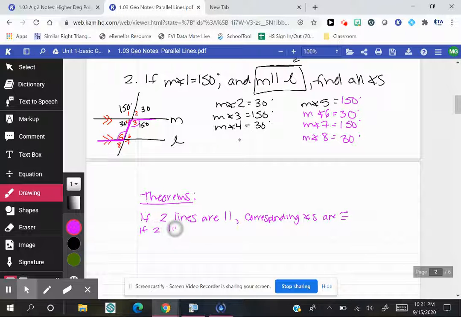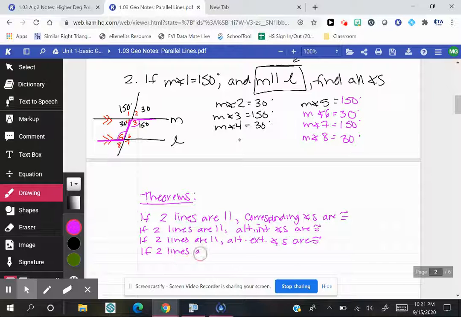If two lines are parallel, then alternate interior angles are congruent. If the two lines are parallel, alternate exterior, and here I'm abbreviating, if that's fine if you want to abbreviate as well, as long as you understand what those mean. Alternate exterior angles are congruent. If two lines are parallel, we also know same side interior angles are not congruent, but they will be supplementary. So they'll add to 180 degrees.